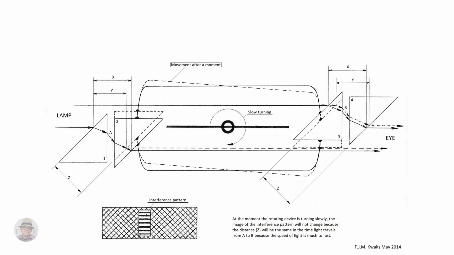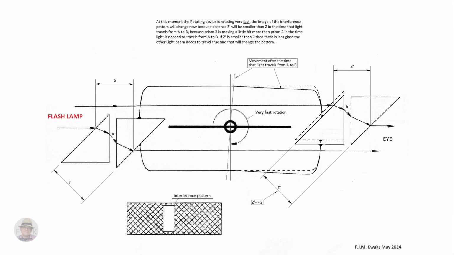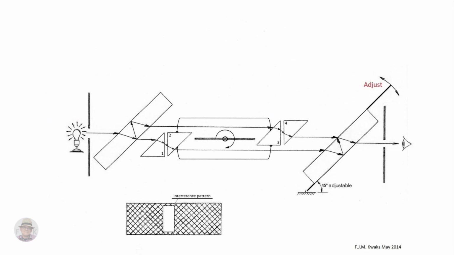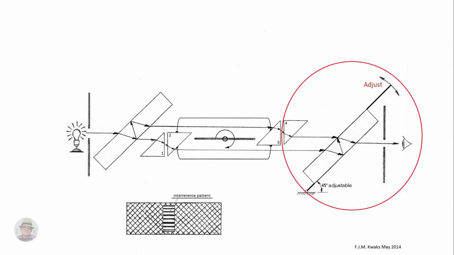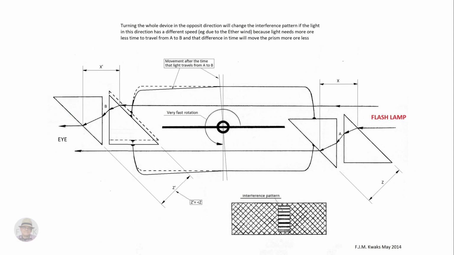Slow rotation, interference pattern not moving. Fast rotation, interference pattern disappears. Readjust to get the interference pattern back. Turning whole device in opposite direction.